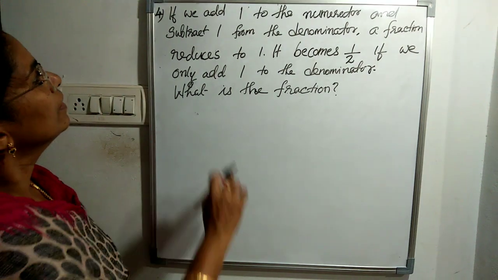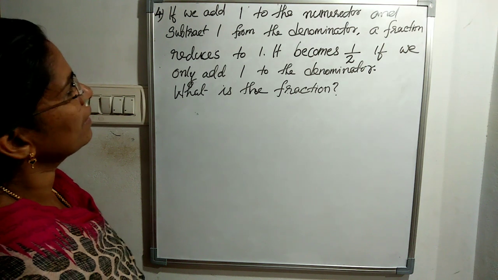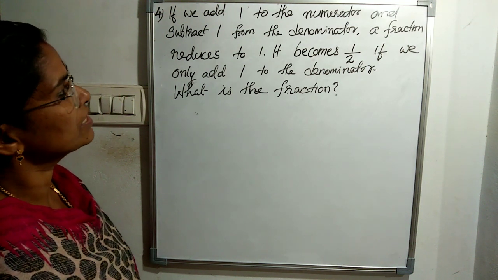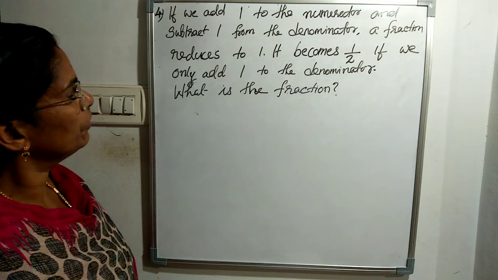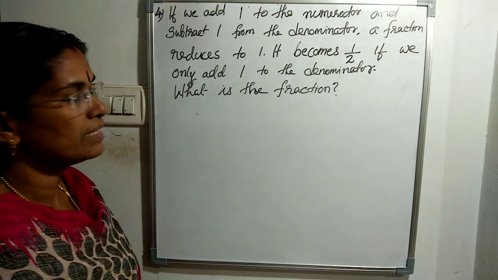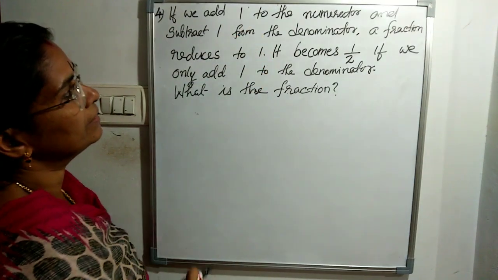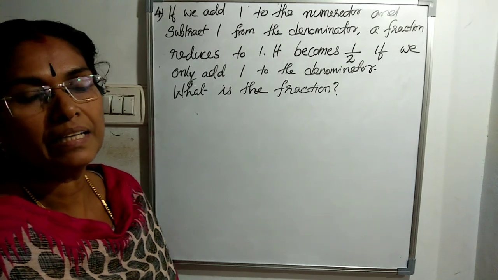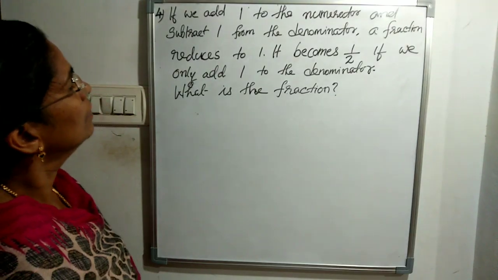If we add 1 to the numerator and subtract 1 from the denominator, a fraction reduces to 1. It becomes 1 by 2 if we only add 1 to the denominator. What is the fraction? First you have to write the equation for this statement. You have to find a linear equation in 2 variables.